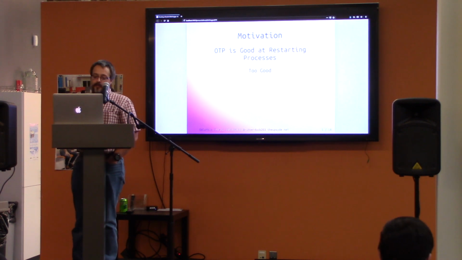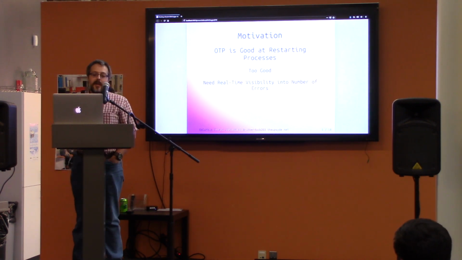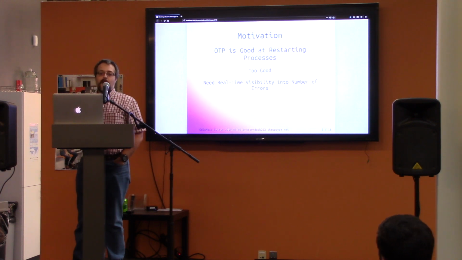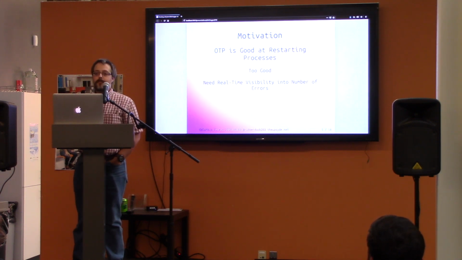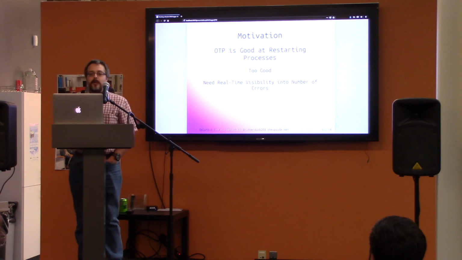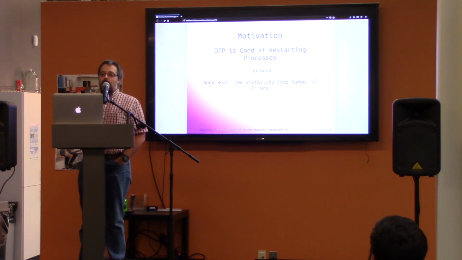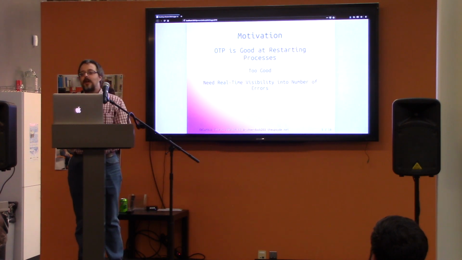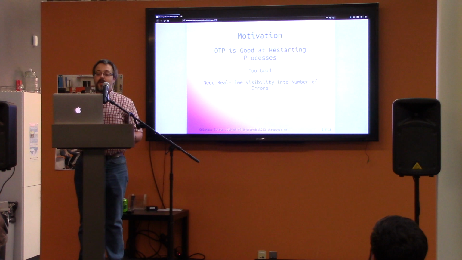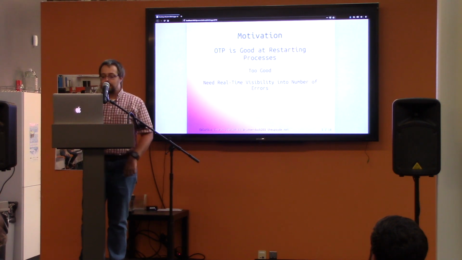So what I really wanted was near real-time visibility into the number of errors and warnings that were occurring in the system. If we can just log warnings and errors as normal and somehow see that in real time, that would help us spot those cases where OTP is doing its job and we mess something up.